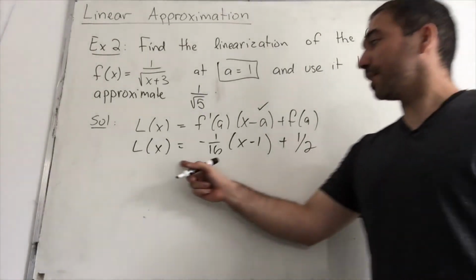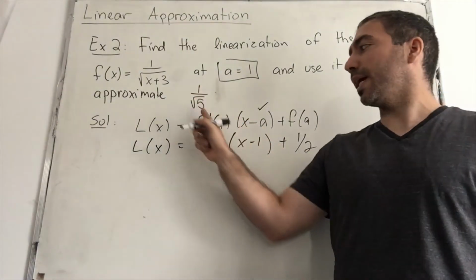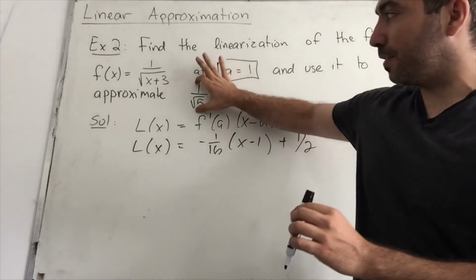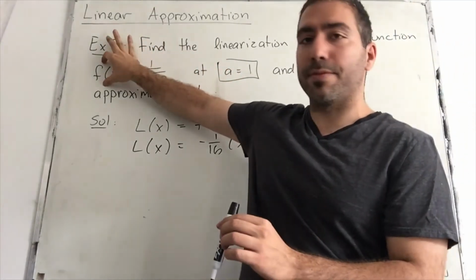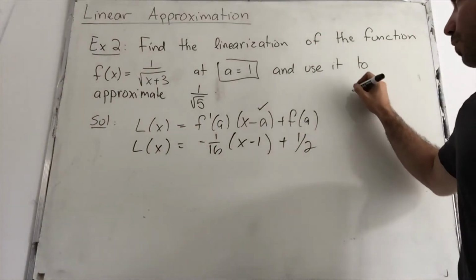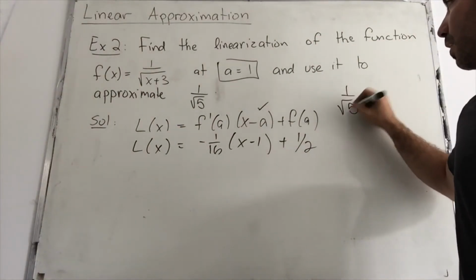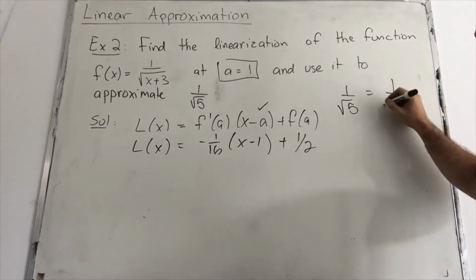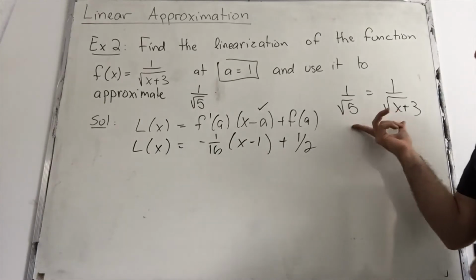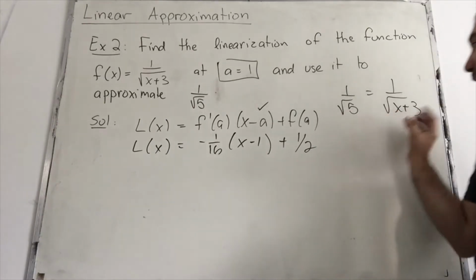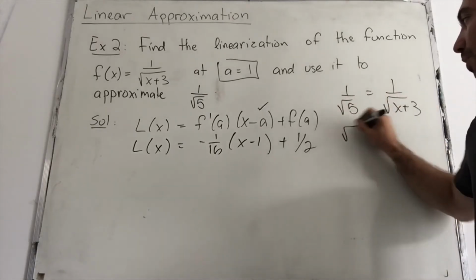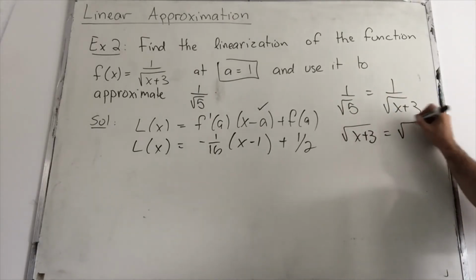So now that we have our linearization formula, let's find the value of x that we have to substitute into it. How do we do that? Again, think of this value that we're approximating as your f of x. This is your y value. So we set them equal to each other. Setting them equal, we get 1 over square root of 5 equals 1 over square root of x plus 3. What do we do next? To solve for x, you're essentially cross multiplying. We multiply the square root of x plus 3 up here and the square root of 5 up here, giving us square root of x plus 3 equals square root of 5.